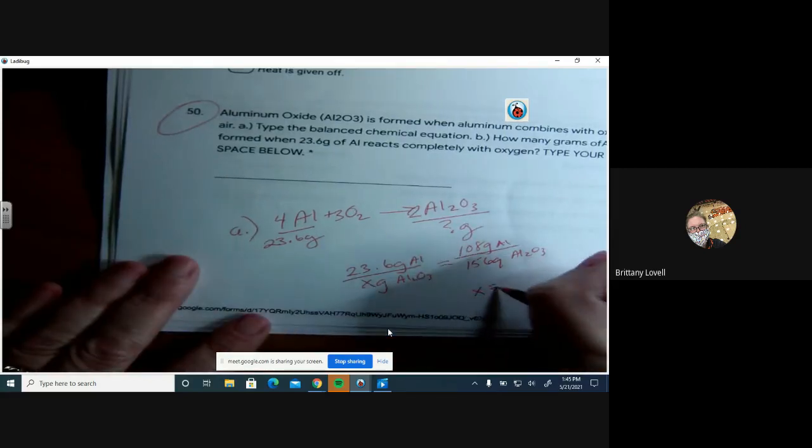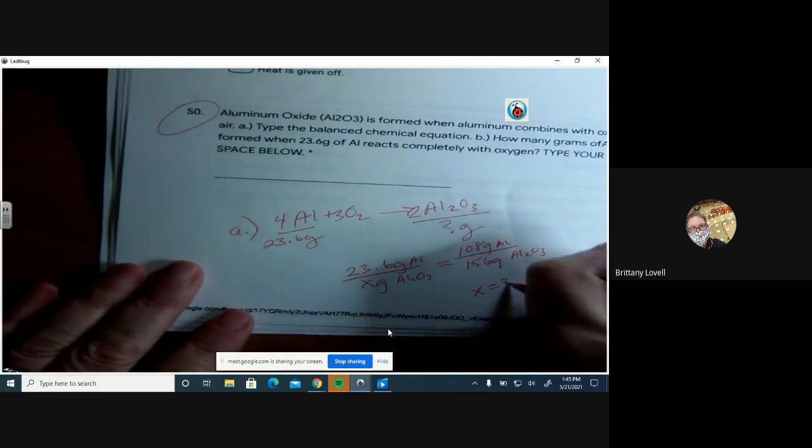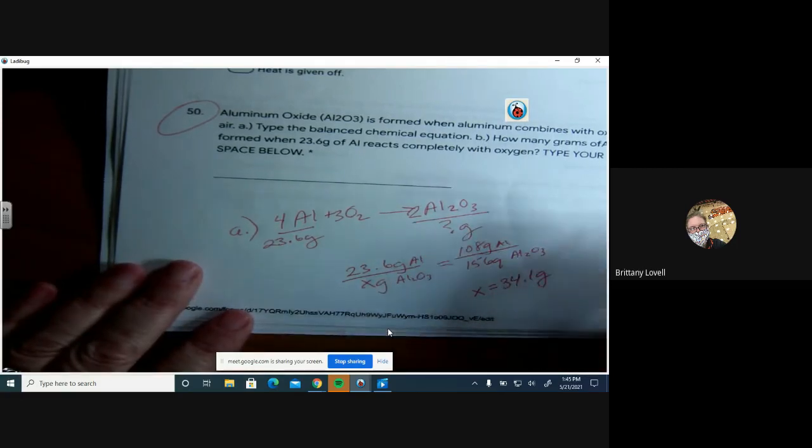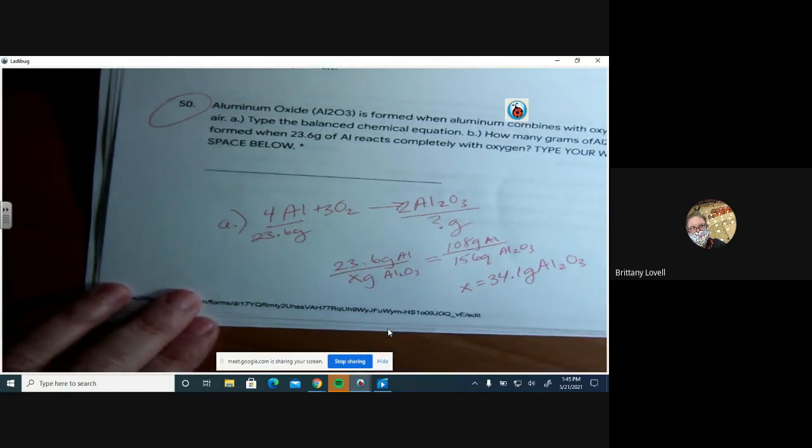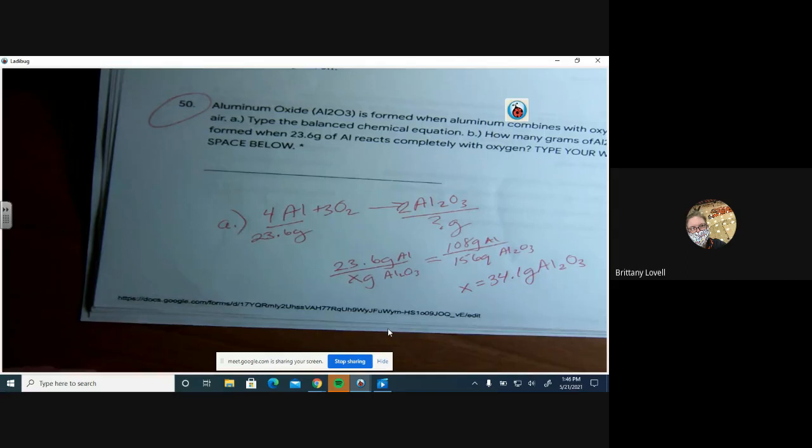Okay. And then at this point, you're just going to cross multiply and solve for X. X should be 34.1 grams of aluminum oxide that get produced. Okay, that's how you would do that. I think the bell's about to ring, so if I get cut off here in a minute, I'll finish this. Or actually, no, we got 10 more minutes, right? Is it 1:55? Okay, yeah, never mind. Oh, we got plenty of time. Good. Okay. But there you go. That's how you do that one. It's a mass-to-mass stoichiometry problem.